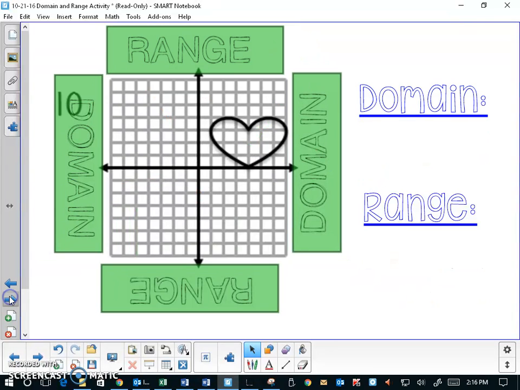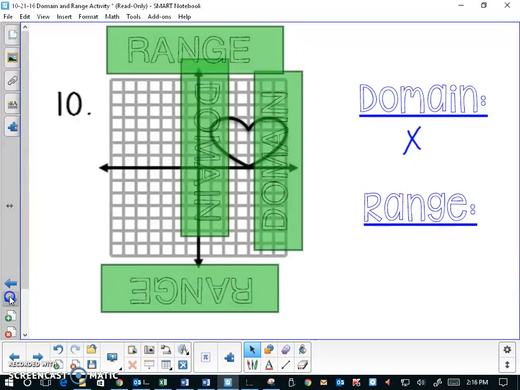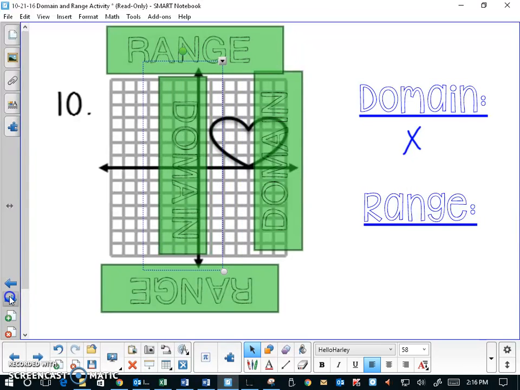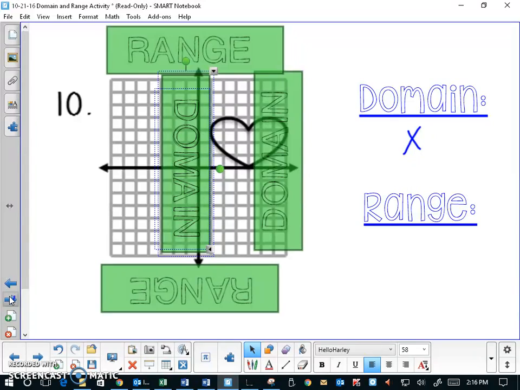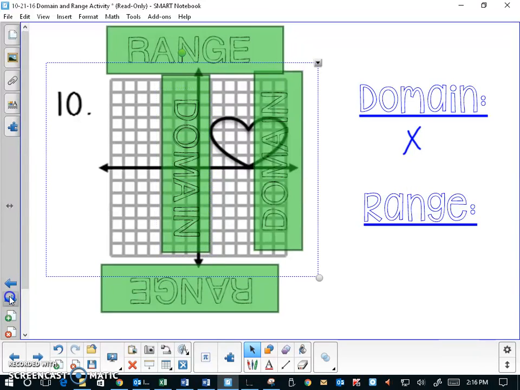All right, now let's look at number 10. So this cute little heart here. We're going to first start again with our domain. So remember, domain are your X values. So let's fold in your domain flaps, okay? So now look at the left domain because we start from the left. And I'm going to go out. And is this actually right there the last point on this heart?